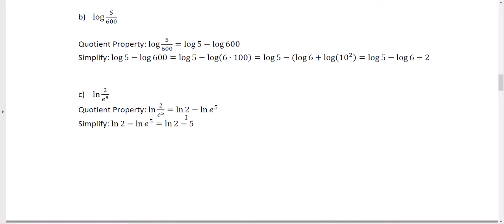We can simplify. Natural log of 2 is just natural log of 2, so we leave it. But this e to the 5th, remember, the natural log is asking what power do I put on e in order to get e to the 5th? Well, that's the 5th power. So that's natural log of 2 minus 5 as a simplification for the natural log of 2 over e to the 5th.